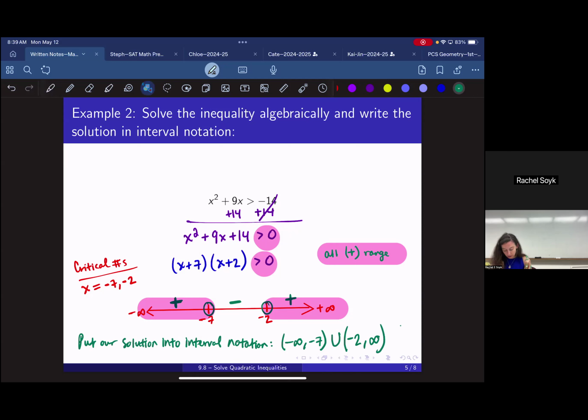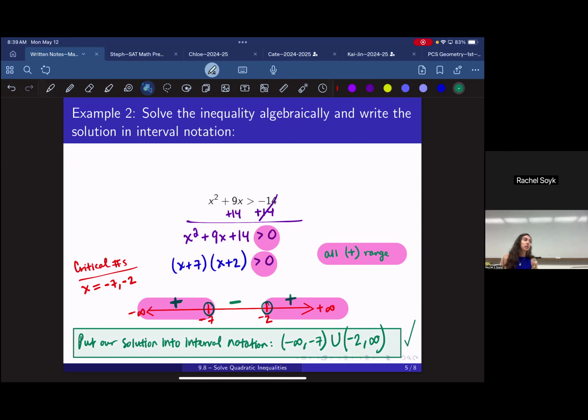Anytime we're dealing with infinities, it's always going to be soft brackets. Because infinity is not a number, it's a symbol that represents the continuation of the real number system.